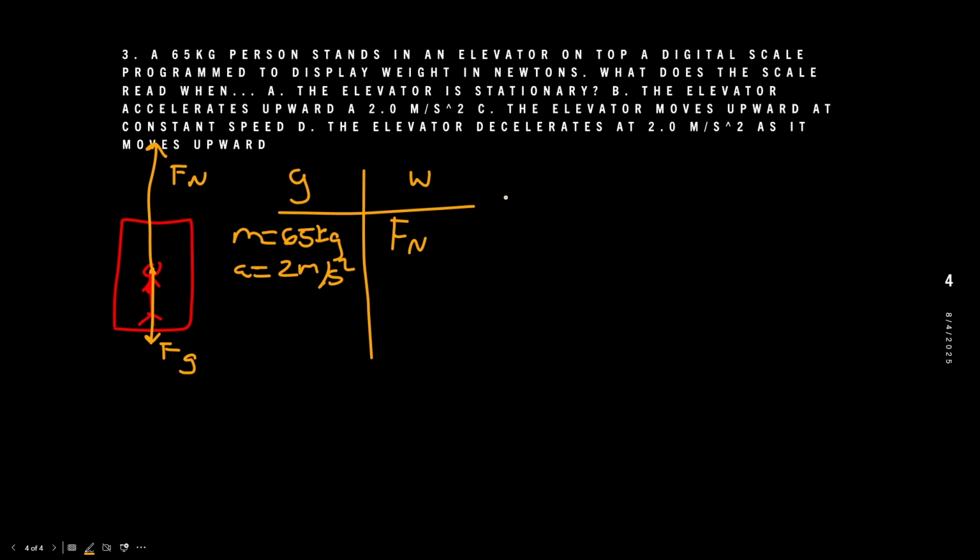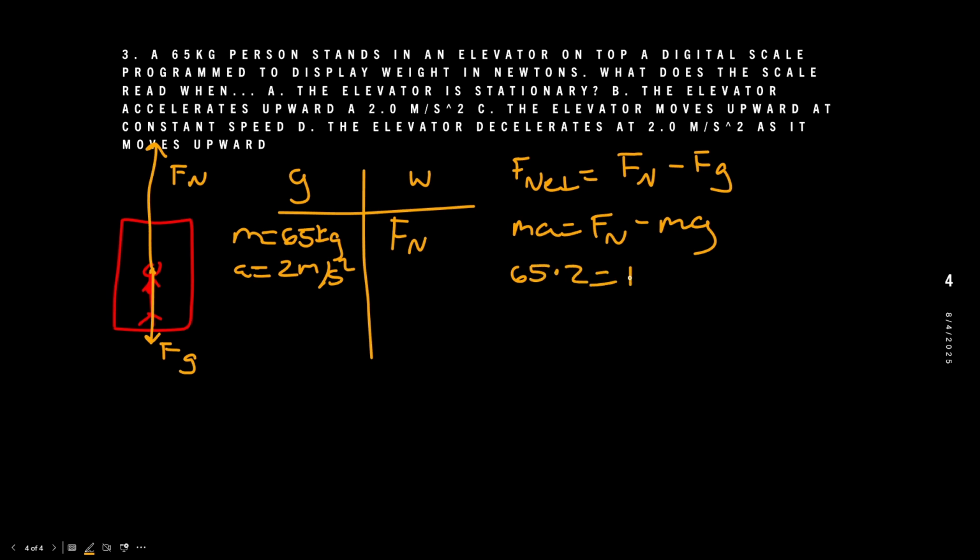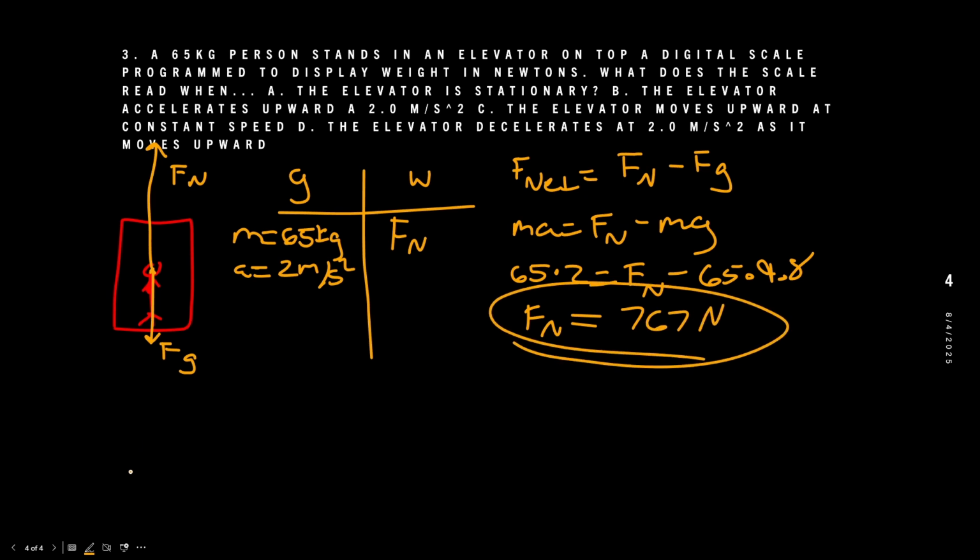Now we could go ahead and write our forces equation. It would be F net equals Fn minus Fg. And then we could expand this formula. Ma equals Fn minus mg. So 65 times 2 equals Fn minus 65 times 9.8. And Fn would equal 767 newtons. That's our answer for part B.